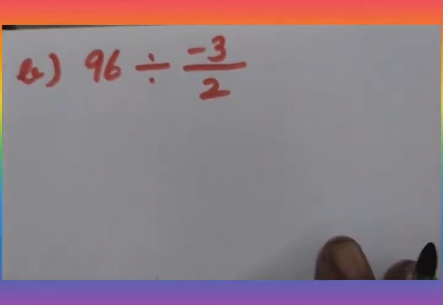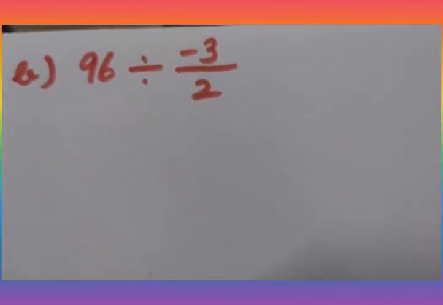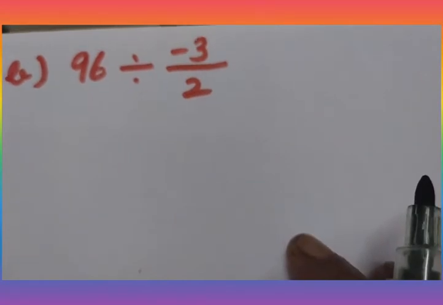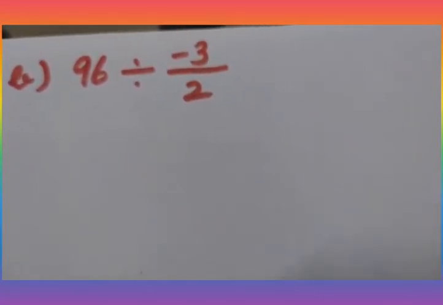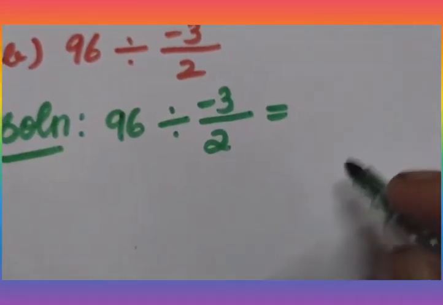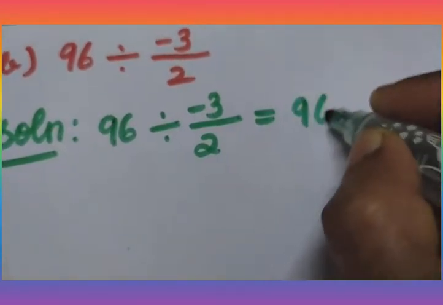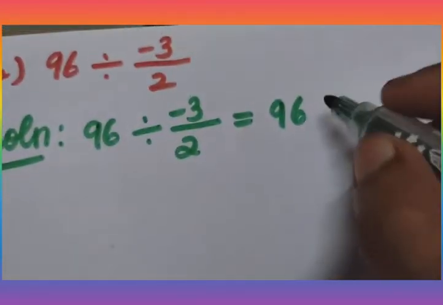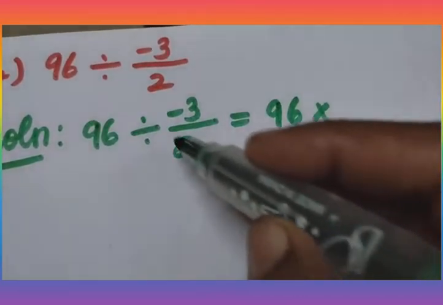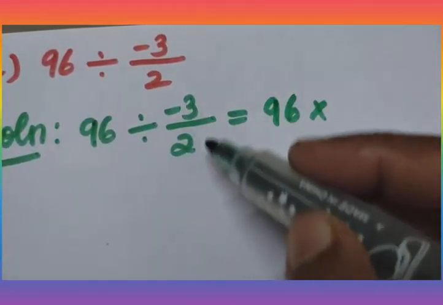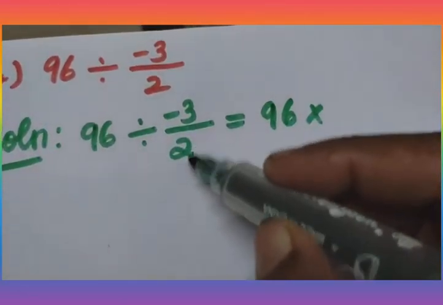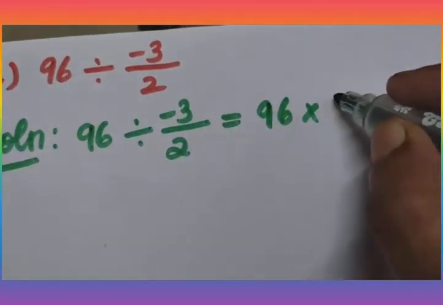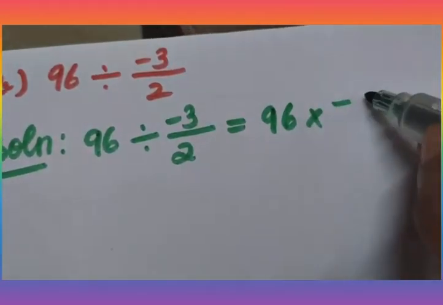Look at the next question children. The same example 27, the second subdivision B. Okay, so how will you write? First we have to write the dividend. Okay, then division becomes multiplication. Then take the reciprocal of this, minus 3 by 2. That means the reciprocal of minus 3 by 2 is minus 2 by 3.